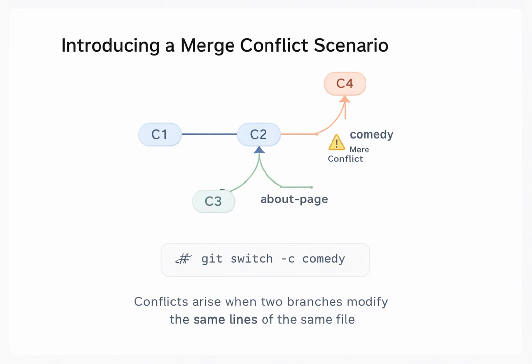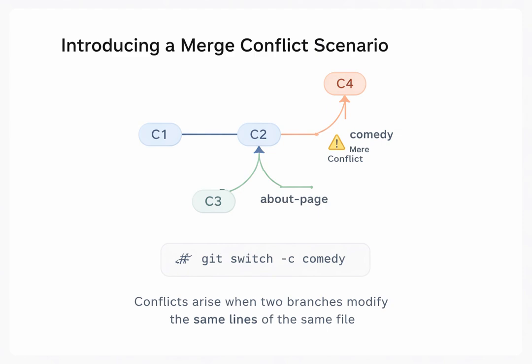So far, we've had one feature branch called About Page, but now imagine another developer joins the project and creates their own branch called Comedy. The instructor demonstrates this by running git switch -c comedy, using the -c flag to create and switch to the new branch in one step. Now we have two separate branches, both forked from the same point on master.